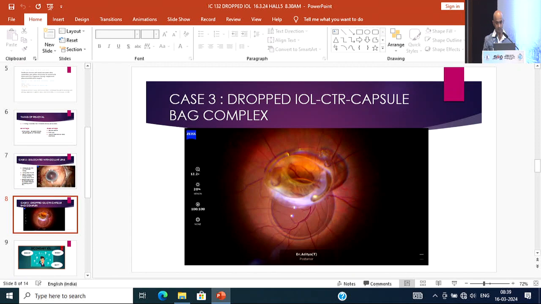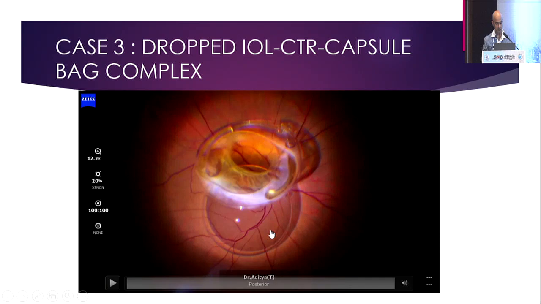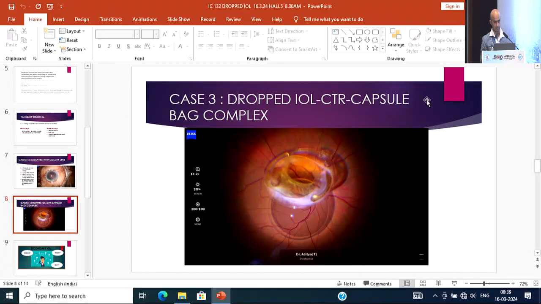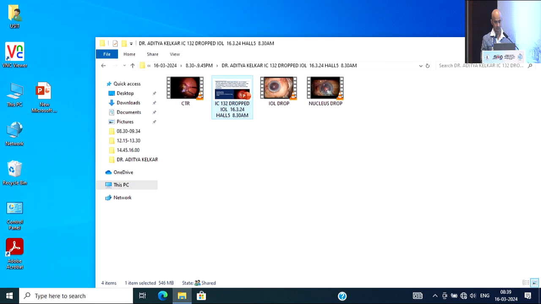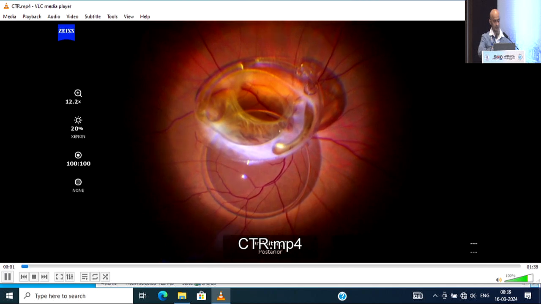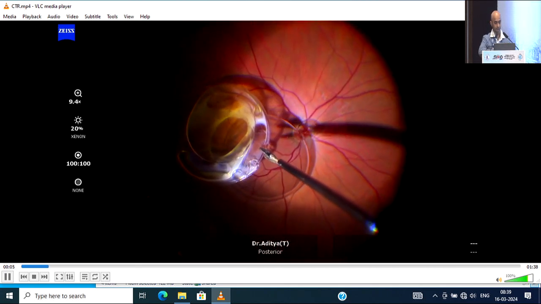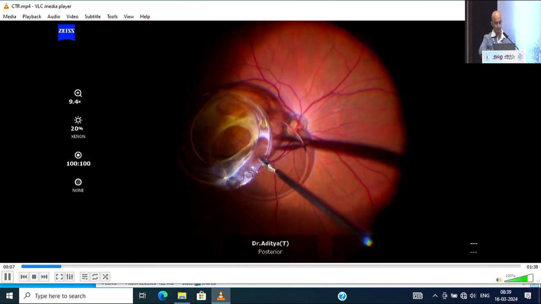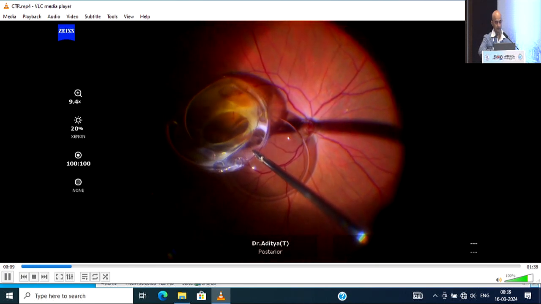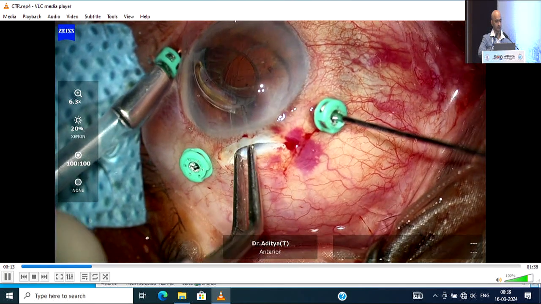Coming to another scenario. So here is the situation where the whole bag along with the capsular tension ring has got dislocated. We do see these types of patients nowadays with whole bag dislocation, especially patients who have pseudoexfoliation.